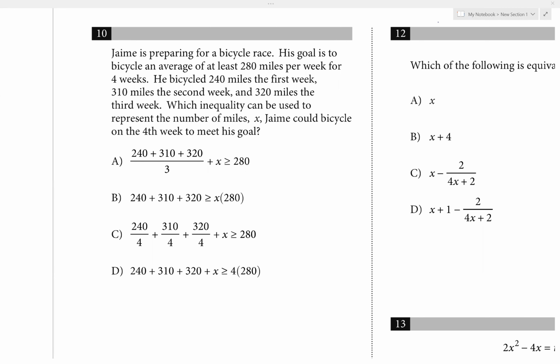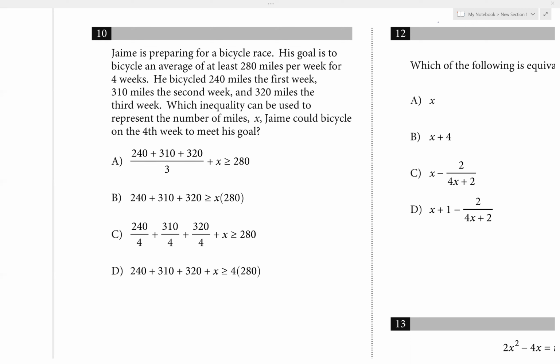All right, number 10. Jamie is preparing for a bicycle race. His goal is to bicycle at an average of at least 280 miles per week for 4 weeks. He bicycled 240 miles the first week, 310 miles the second week, and 320 miles the third week. Which inequality can be used to represent the number of miles X Jamie could bicycle on the first week to meet his goal?